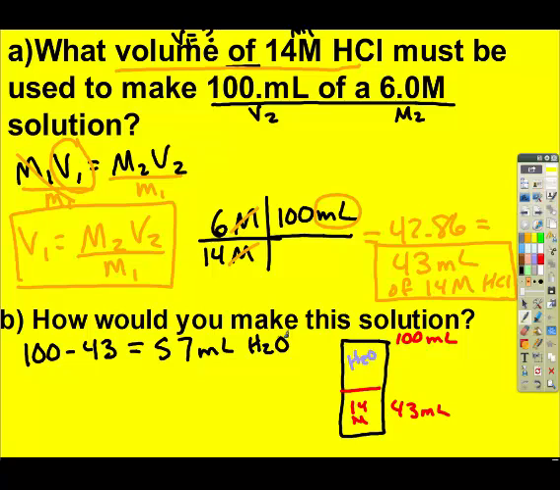Water is never in the dilution equation. You always have to subtract or add to get your volume of water. So that tells me how much water I need to add, but that doesn't tell me how I would make the solution. Since this is an acid from our safety rules, we should always add the acid to water. So in a sentence, I would add 43 milliliters of 14 molar HCl to 57 milliliters of water.